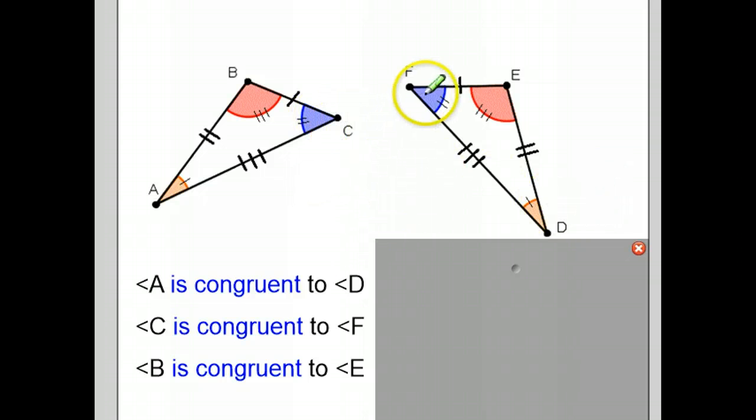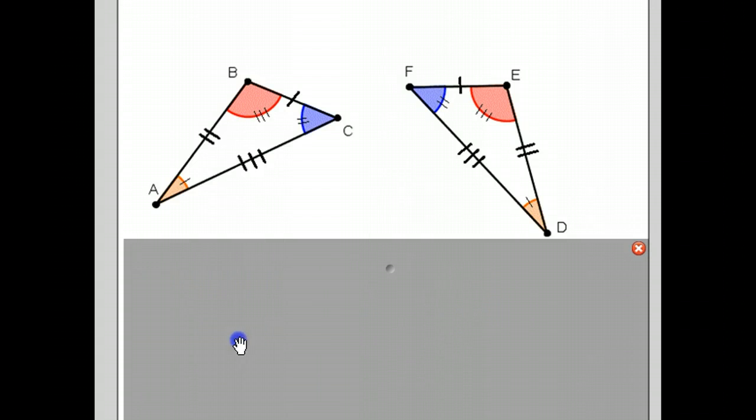Angle C is congruent with angle F because they have an arc with two dashes, which means that they're congruent. And angle B, which corresponds to angle E, is also congruent because they both have an arc with three dashes. So we can see that all pairs of corresponding angles are congruent. Let's see if that's the same for the pairs of corresponding sides.